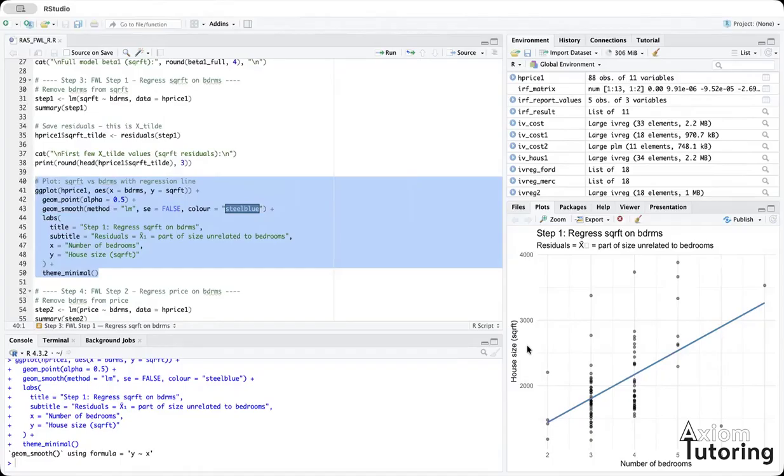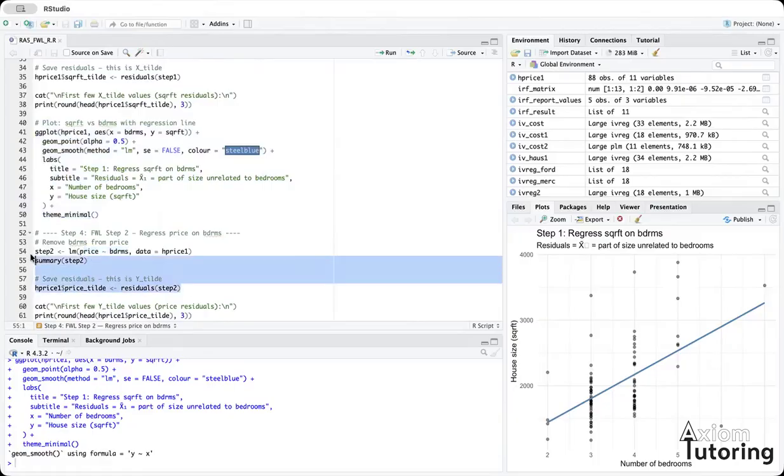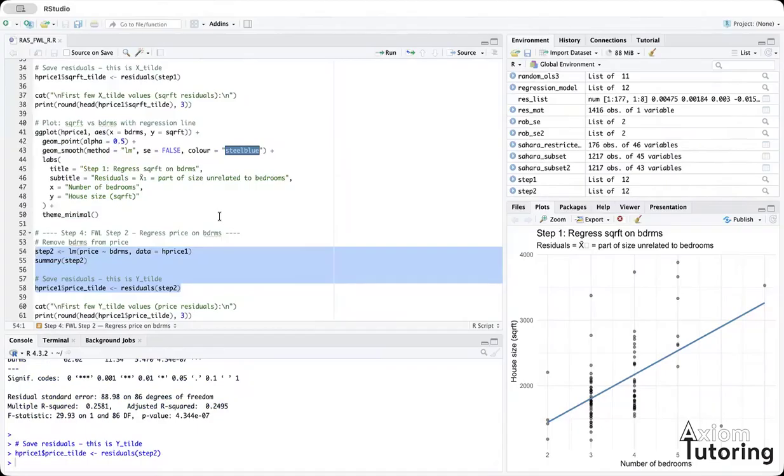Okay. Keep in mind, all over again, the whole point of getting the residualized x1 tilde was just because we want the part of the size of the house that is unrelated to bedrooms. For the second step, we had to residualize y. So in this case, we're going to run a regression of price on the number of bedrooms and again get the residuals out of that regression, because that is what's going to give us the y part that is uncorrelated to the number of bedrooms.